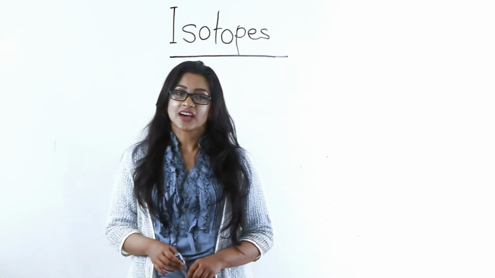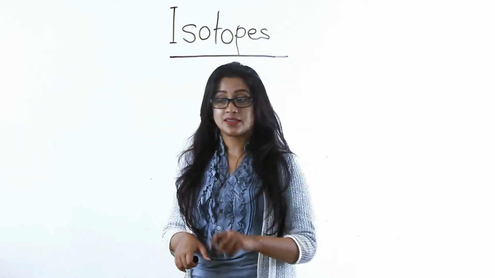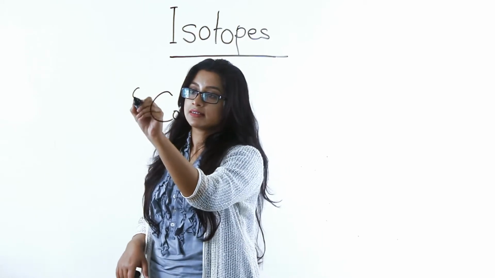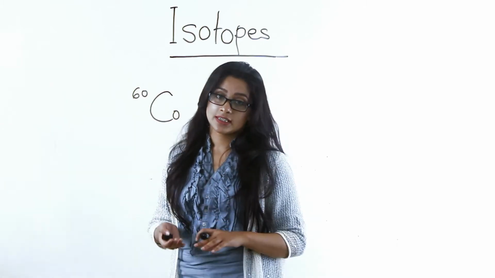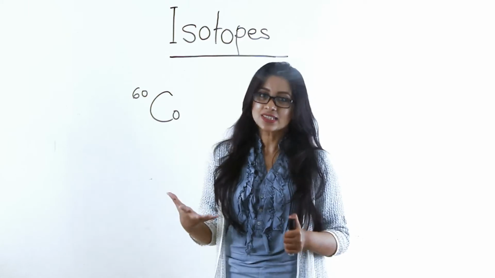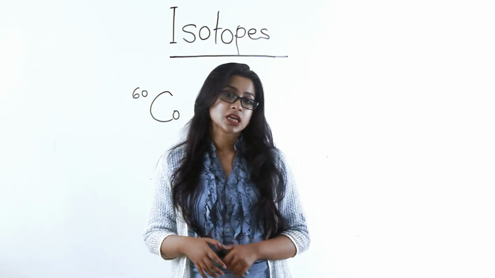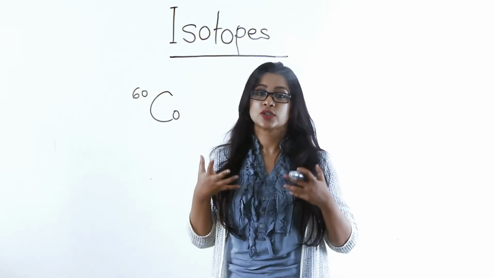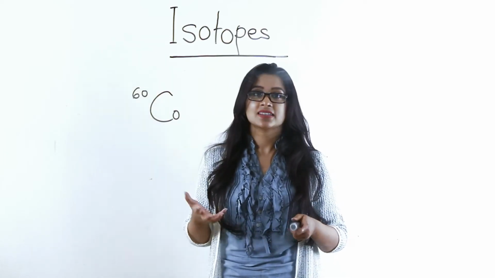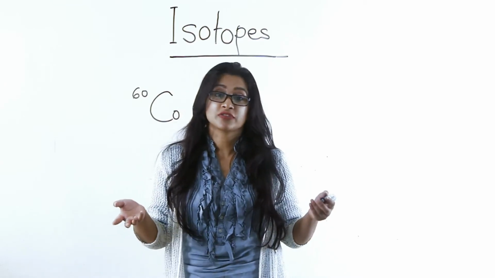One such radioactive isotope that is used for medical purposes is cobalt-60. Cobalt-60 has a symbol of Co, and so this is what a cobalt-60 looks like. And why do we use cobalt-60? The intense radiation that is produced from one isotope of cobalt has the ability to kill the rapidly multiplying cancer cells. And as a result, it slows down the proliferation of cancer.